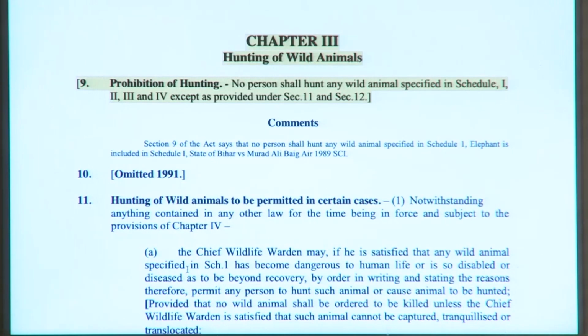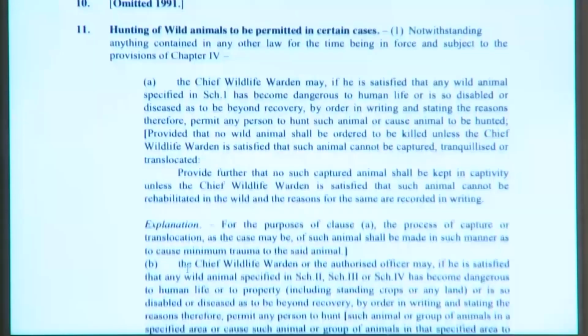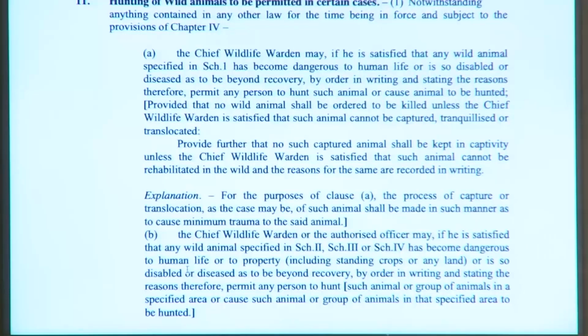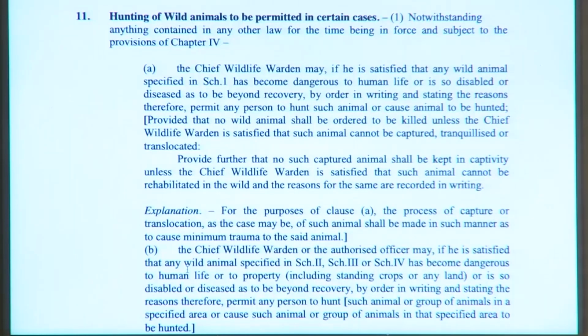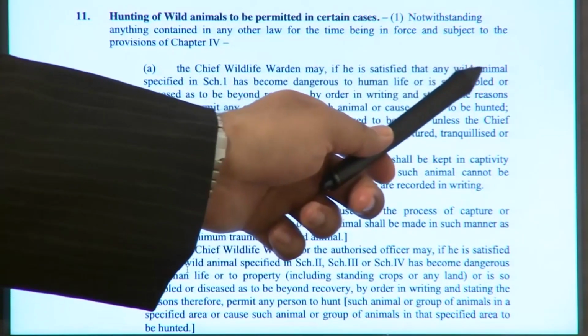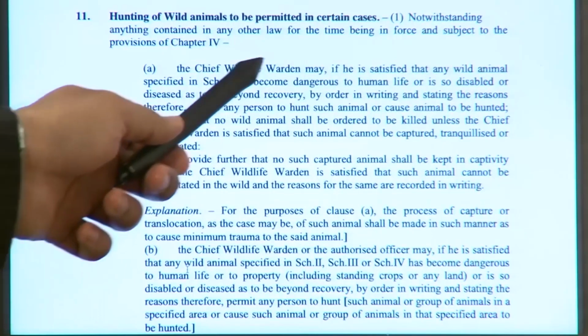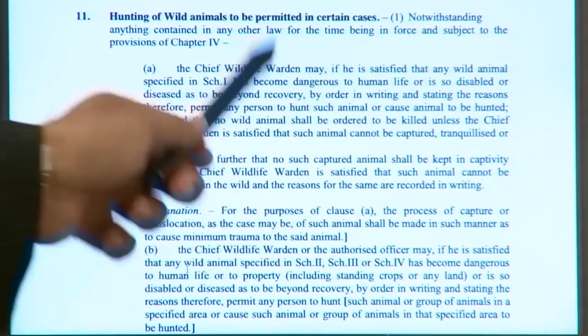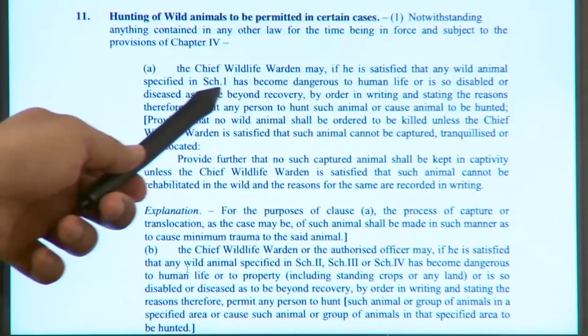The Wildlife Protection Act does not say that you cannot hunt an animal. It says that there is a prohibition, there is a limitation of hunting, and you can only hunt as provided under section 11 and section 12. And sections 11 and 12 provide for certain circumstances. For instance, section 11 says that hunting of wild animals is permitted in certain cases, such as the chief wildlife warden may, if he is satisfied that any wild animal specified in schedule 1 has become dangerous to human life or is so disabled or diseased as to be beyond recovery.